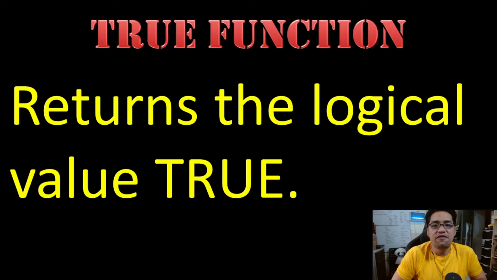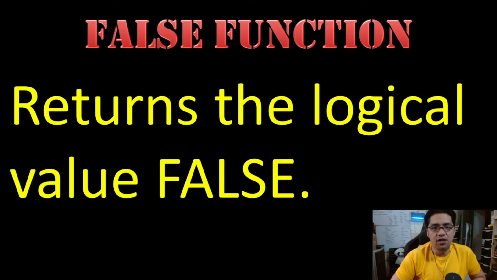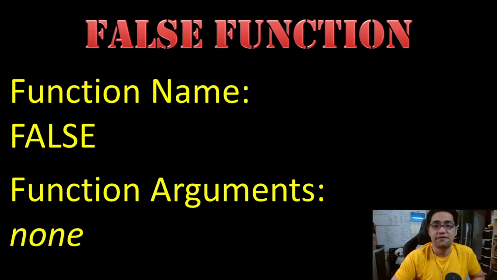First, we have the TRUE function. The TRUE function returns the logical value TRUE. For the TRUE function, the function name is TRUE, and for the function arguments, you have none. Next, we have the FALSE function. The FALSE function returns the logical value FALSE. For the FALSE function, the function name is FALSE, and for our function arguments, we have none.